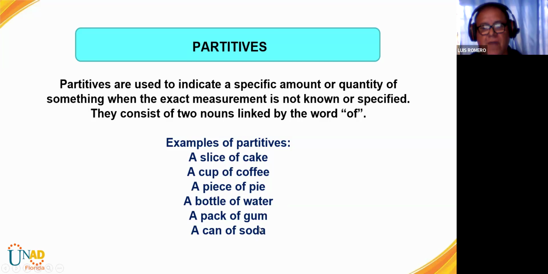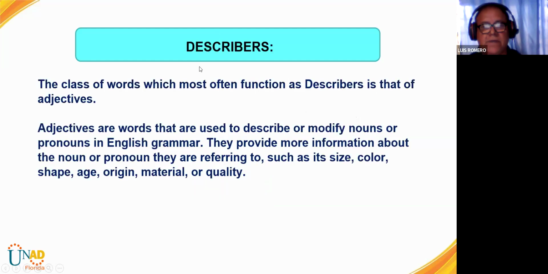Here, what is being described are the soda, the gum, water, pie, coffee, cake. And another group is the describers. And the describers, this is an interesting form to describe because we have a lot of ways to describe in English. For example, we do not only describe with adjectives, but we also describe with nouns. It's a particular function that English as a language has.